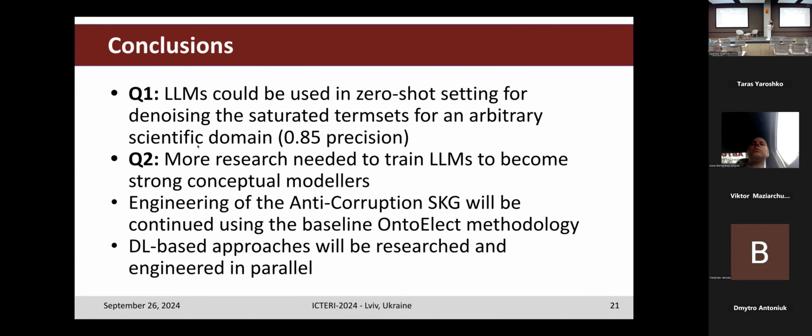As for question 2, we realized that more research is needed to train LLMs, or prompt or fine-tune them, to become strong conceptual modelers. Therefore, the engineering of the anti-corruption scientific knowledge graph will be continued using the baseline OntoElect methodology. And also we will research and engineer other deep learning-based approaches in parallel.